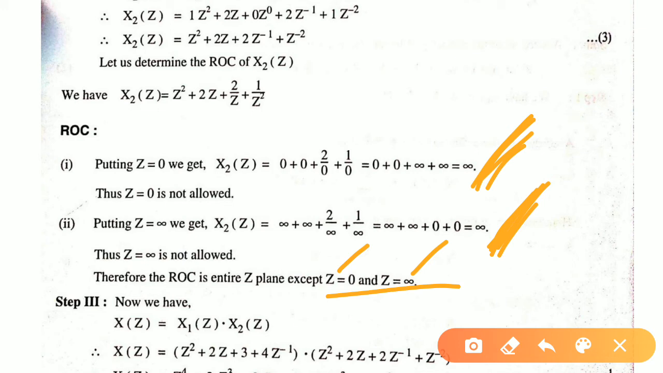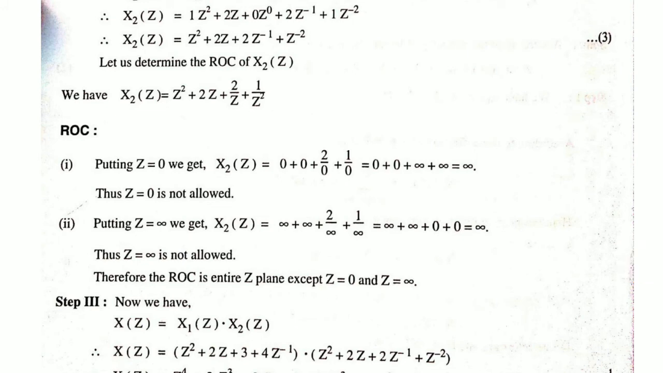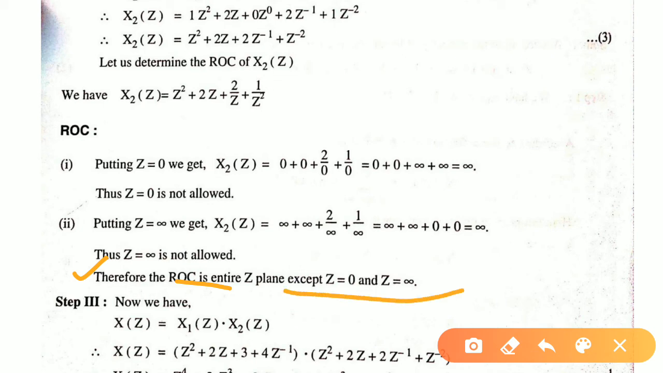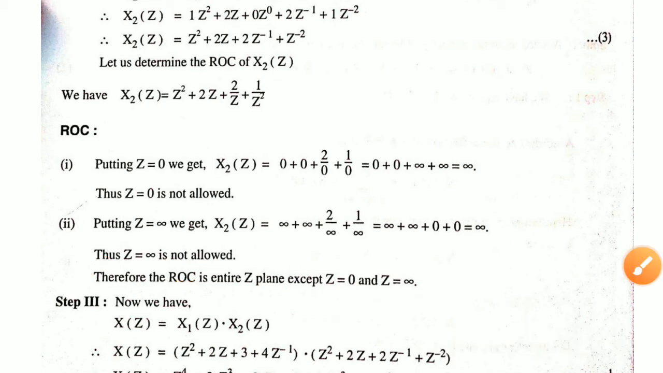So for this, the ROC becomes the entire z plane except z equal to 0 and z equal to infinity. In this way we have found the ROC of both the sequences.